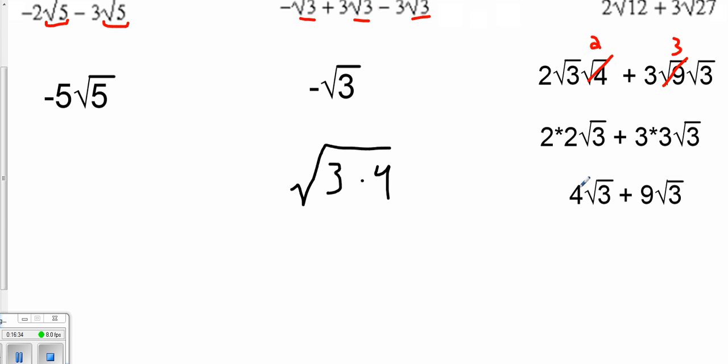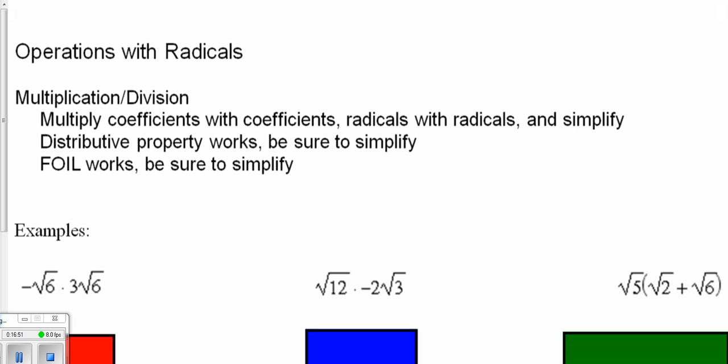We still need to combine these because root 3 and root 3. So our coefficients 4 and 9 add up, and we'd get 13 square roots of 3. This would be your final answer. We're going to stop it there for our first video.